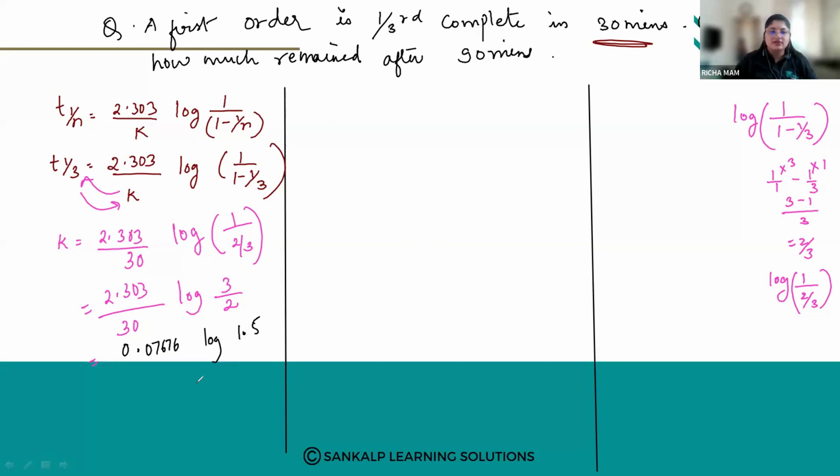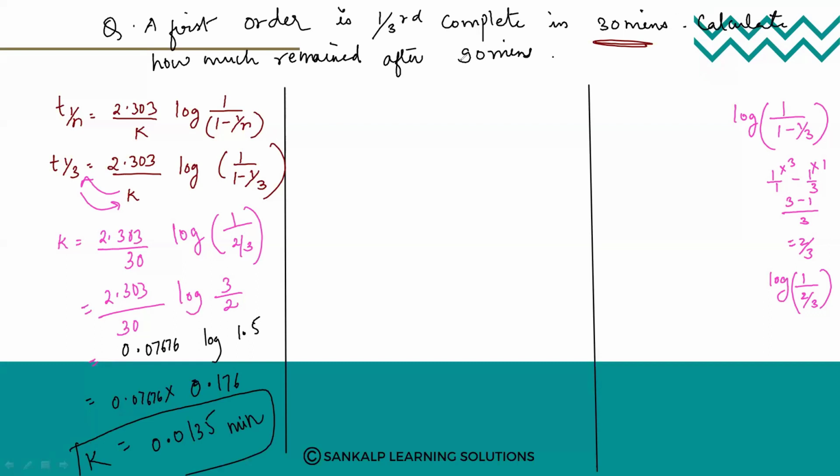Log of 1.5 is 0.176. So 0.176 into 0.07676. I have got it as 0.0135 per minute. Are you getting the same? Yes, ma'am. Yes. Good. Very good.